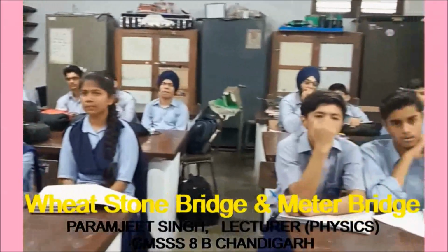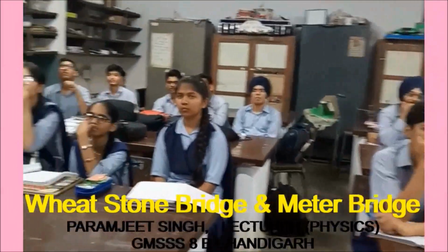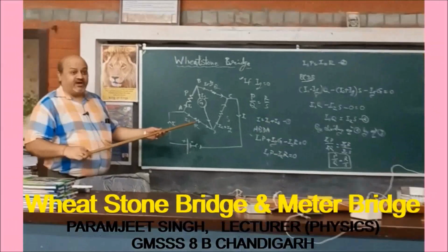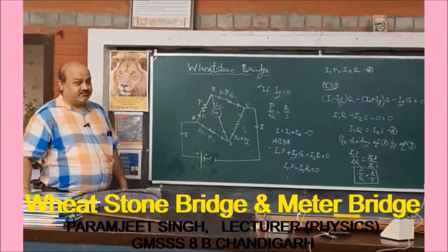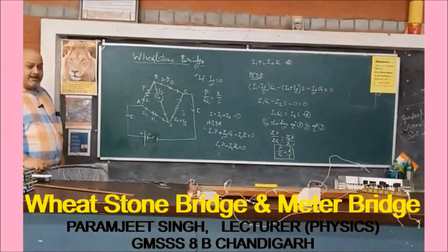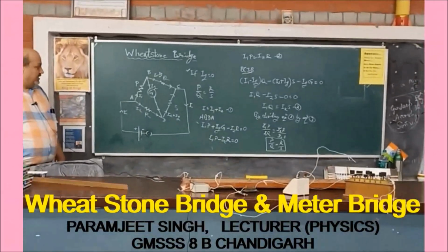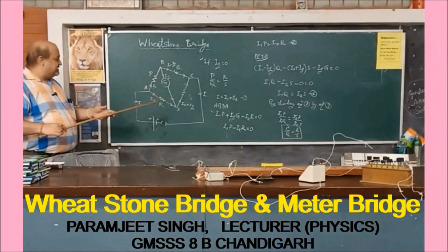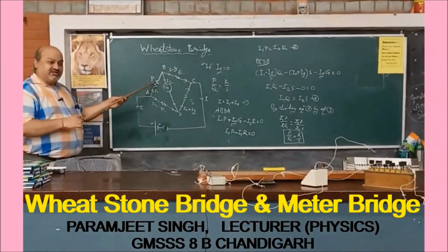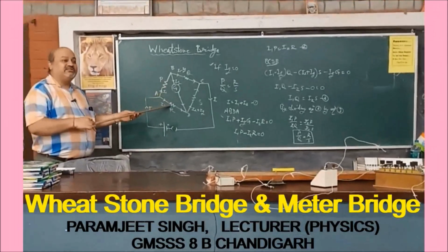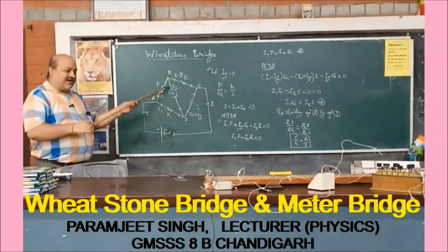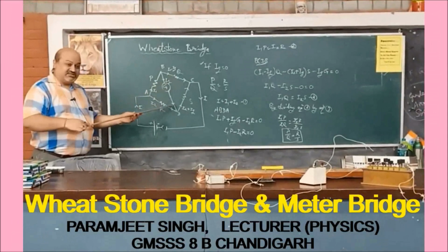If P over Q is equal to R over S, and we alternate the ratio, what will be the expression in that condition? P by R. Now the adjacent side will change. This side will be adjacent to this side, and this adjacent to this.